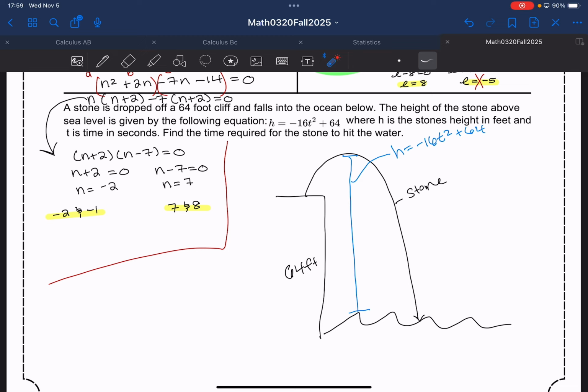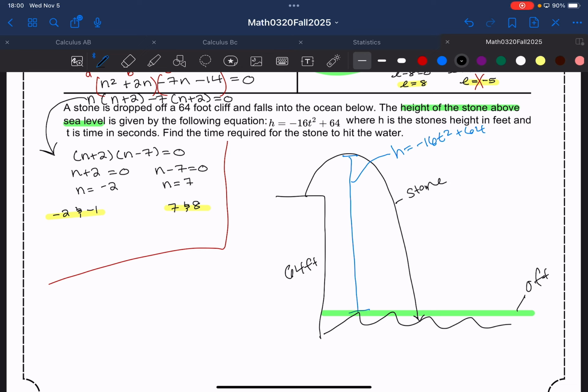If the stone hits the water, what's the height of the stone? If you throw it off the cliff, it goes all the way down and it hits the water, what is the height of the stone at that water? 0, right? Because look at the problem. It says the height of the stone above sea level. Which means as soon as we hit sea level, that is height 0 feet.